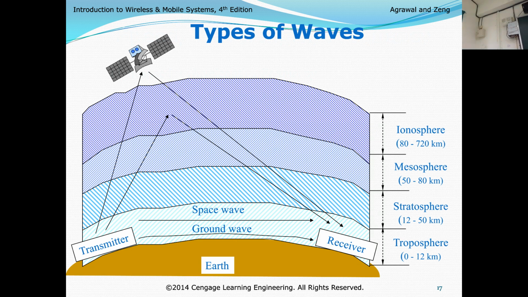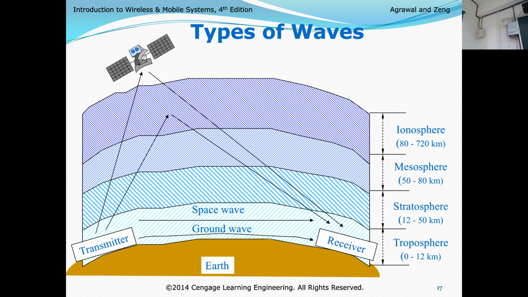And so we have these types of waves. We will have a ground wave, and a bit higher we have a space wave, and furthermore we have the sky wave. And this is Earth, so we have the different layers: troposphere, stratosphere, mesosphere, and ionosphere. All of these allow the wave to have different behavior.